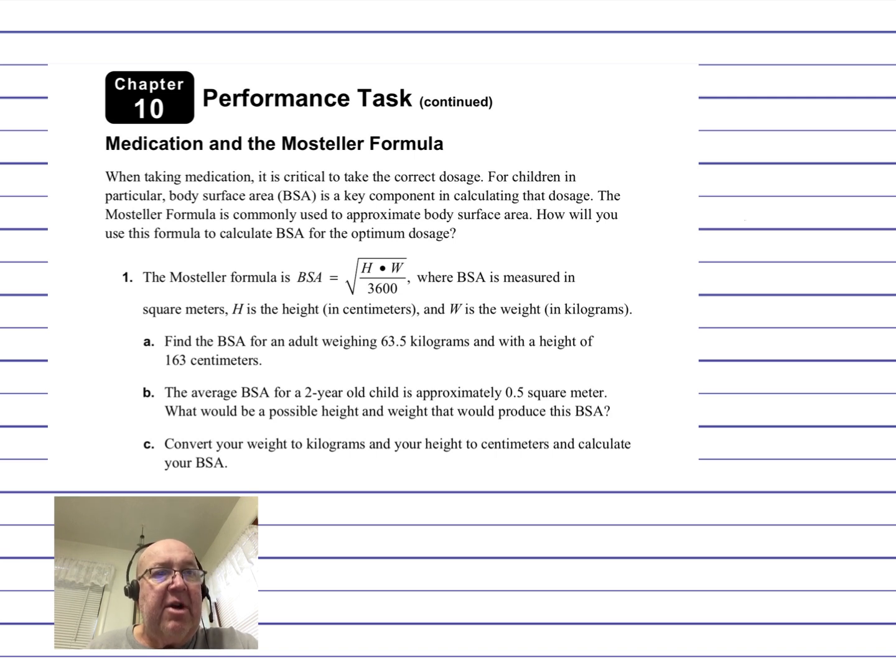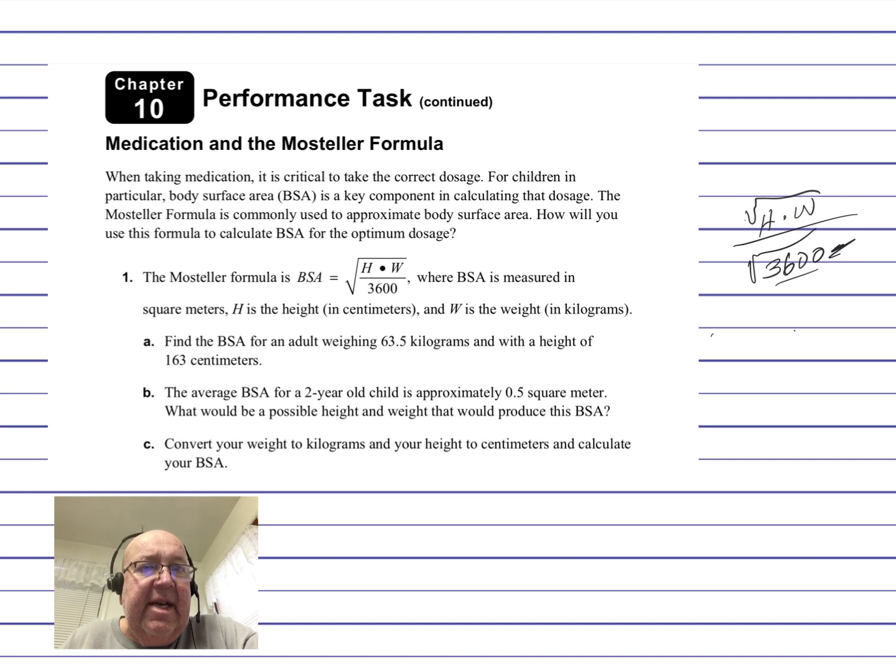One of the things you need to remember as you look at this is you can actually use some properties, in which you could actually solve this and have whatever this number is times BSA is equal to height times weight. You can use things like that to do that.